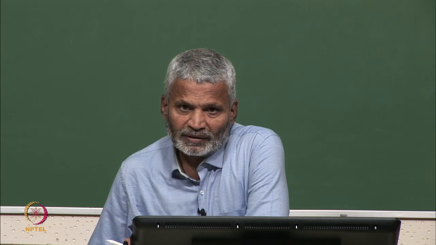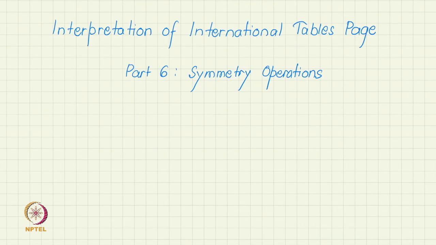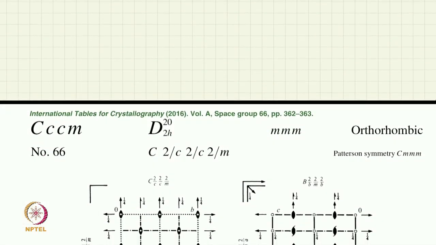We continue our discussion on the interpretation of international tables page, and in this part we will look at the symmetry operations. One of the important pieces of information in the international tables is the so called symmetry operations. After all, what is a space group? A space group is a group of symmetry operations of a crystal. So, the symmetry operations are one of the most important pieces of information.